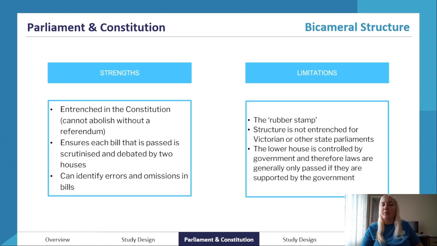Now, the limitations of the bicameral structure. So obviously the structure is not entrenched for Victorian or other state parliaments. We said Queensland does not follow the bicameral structure, for example, and they just have a single house.